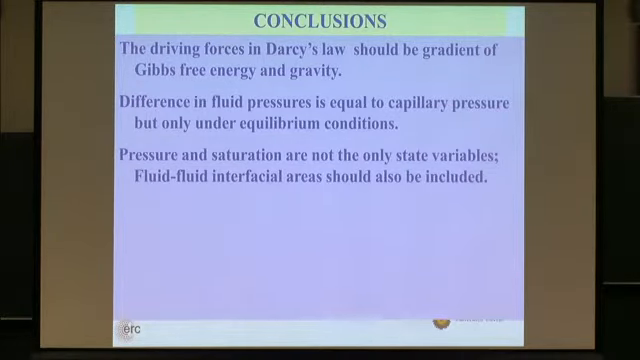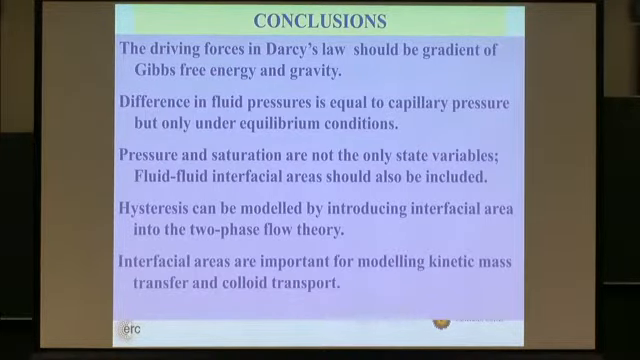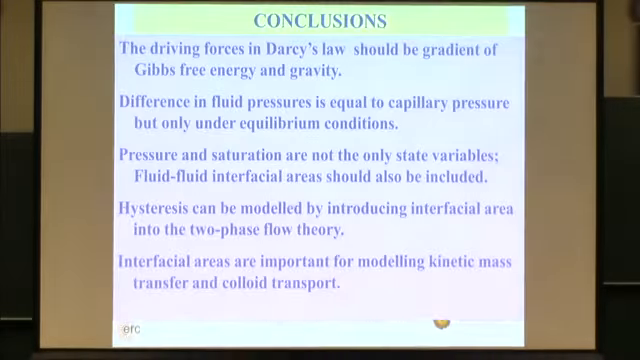And as I said, in addition to pressure and saturation, we need another state variable that relates to the fact that we have these menisci between phases. And the hysteresis can be modeled by introducing this interface. But these interfaces are also very important when you have mass flux between phases. Kinetic mass transfer between phases occurs through interfaces. Or if you have kinetic heat transfer between phases, it occurs through interfaces. So you need to have knowledge of how much interface is there to model any kinetic mass or heat transfer among phases. Okay, I think I'll stop there.